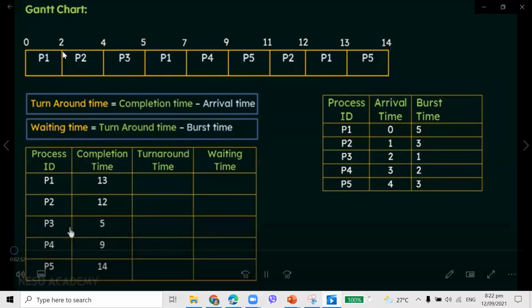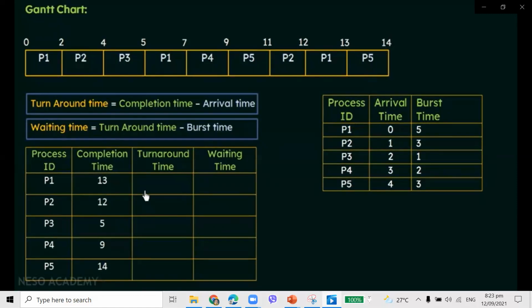And for P3, where is the last occurrence? P3 occurred first and last just here, so the completion time of P3 is 5 units. For P4, the last occurrence is here. This is the first and last occurrence of P4 as well, and the completion time is 9 units. Now for the last one, P5, we see that P5 occurred here and also here. So this is the last occurrence of P5, and the completion time of P5 is 14 units of time.